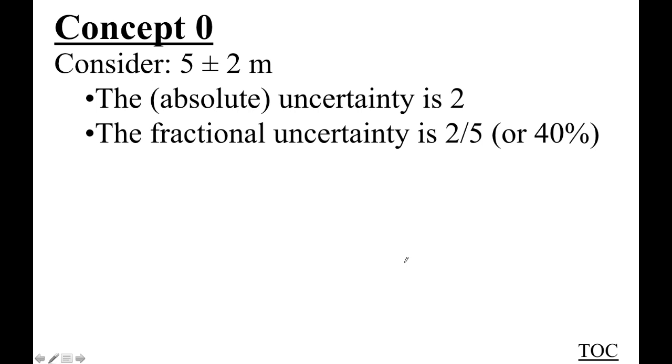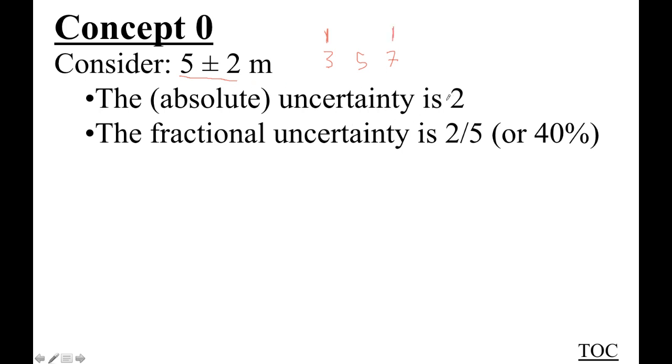Let me just talk about what uncertainty is, okay? There's two types of uncertainty. So if you've got 5 plus or minus 2, what that means is that we really don't know. We think that maybe it's somewhere between 3 and 7. The actual number is somewhere between. We think it's 5, but it could be 5 minus 2, or it could be 5 plus 2, right? So it's somewhere in this range. That's physically what it means, okay?